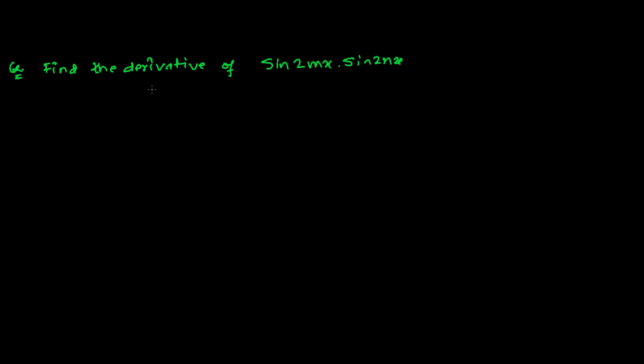Now let's try to find out the derivative of another trig function, that is sine 2mx times sine 2nx. In this case, we can easily use the product rule because this is working like one function and this is working like another function. But this will be a little bit lengthier. So just like in the previous video, let's try to convert this product form into the sum form.